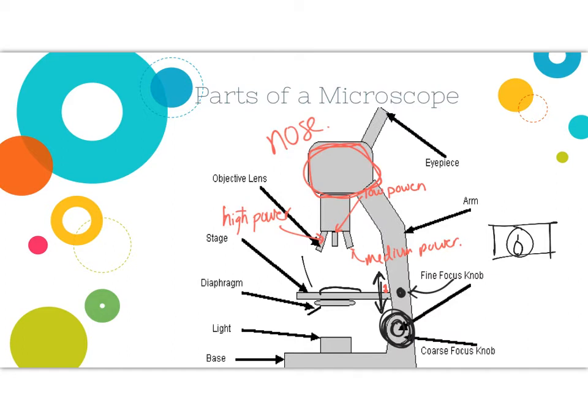The diaphragm underneath here just controls how much light gets in. Usually it's like this big circle, and then it can allow lots of light, a little bit of light, smaller amount of light, depending on what we're looking through. If something is very thick, we need lots of light to be able to go through that object. If it's pretty thin or small, we just need a small amount of light. Below it, of course, is the source of light, the light bulb itself, and then it sits on the base.